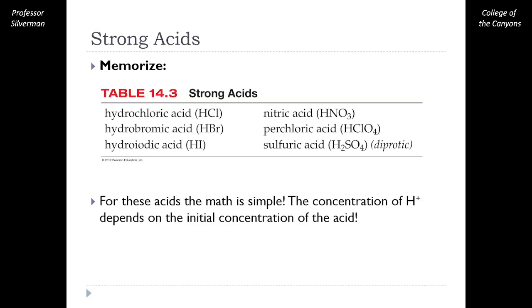We have some good news here. The math for these acids is very simple. The concentration of H+, if you want to enumerate how much H+ is around, it will only depend on our initial concentration of the acid, because every single acid molecule will break apart and form those H+ ions.